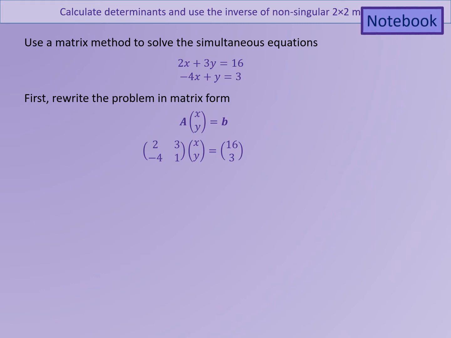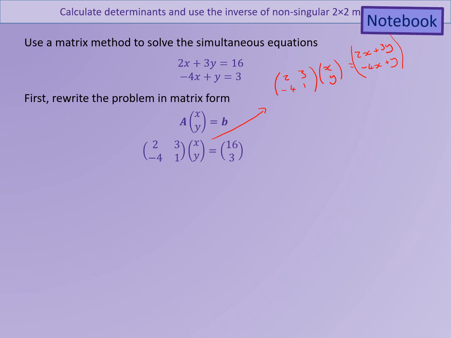So the left-hand side will expand (2, 3; -4, 1) times (x, y). If you were to multiply that together, you'd end up with 2 times x and 3 times y, so 2x plus 3y. That's going to be the top of the vector. And then we're going to have -4 times x and 1 times y, so -4x plus y. So that vector, you will notice, is the left-hand sides of the original simultaneous equations. Similarly, the right-hand side is just the two solutions, 16 and 3.